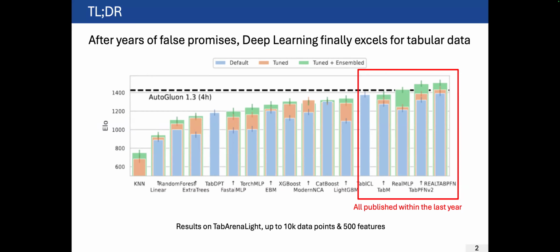So here's a plot of all kinds of different methods: random forest, all kinds of gradient boosting methods, and then 5 different tabular foundation models that were all published in the last year. This is on up to 10,000 data points and 500 features on Tab Arena. Yeah, the community is scaling quickly to larger data sets as well. But for these small data sets, very clearly, tabular foundation models have now actually taken over.